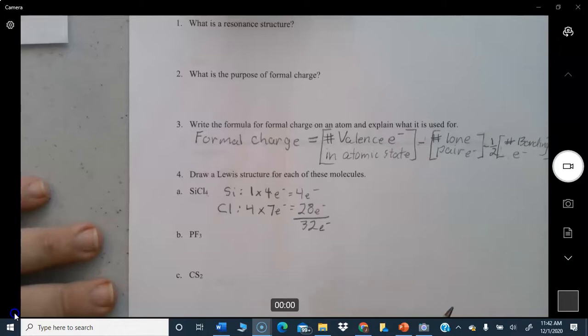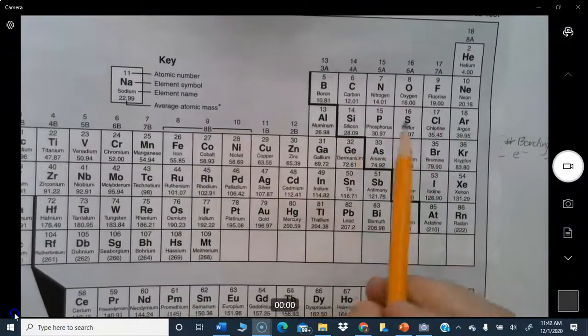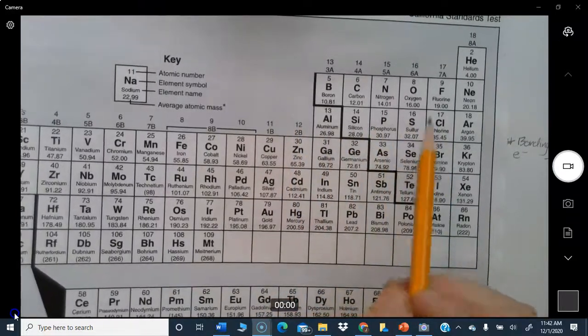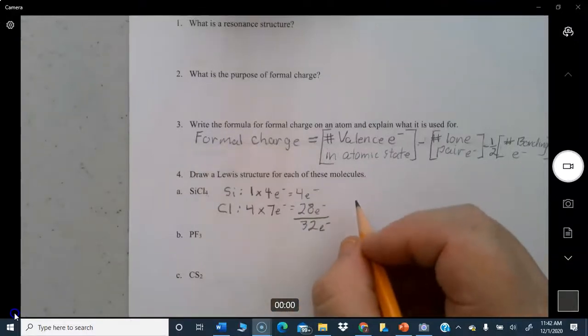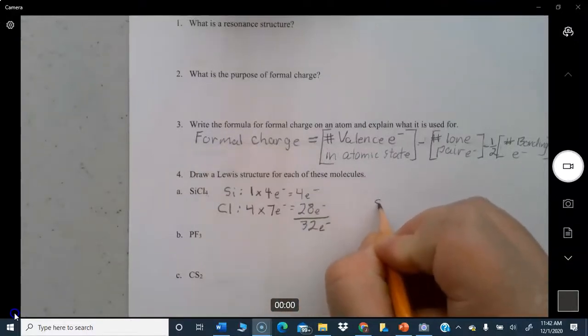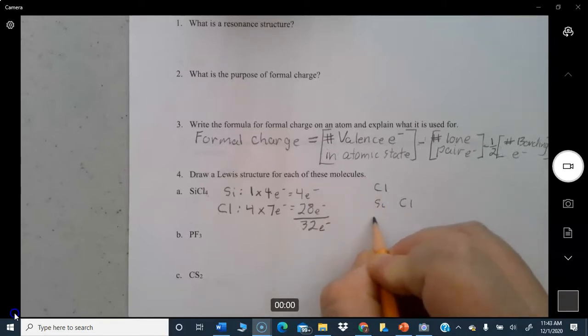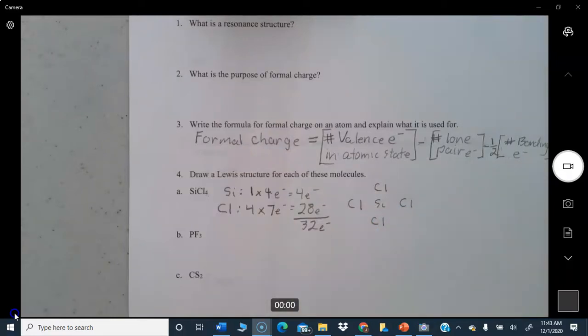When you ask which is the least electronegative, silicon is to the left of chlorine. Remember, electronegativity increases as you go to the right. Chlorine would be more electronegative than silicon, so silicon is going to be the central atom. And you just assume that the chlorines are spread symmetrically around the silicon. Okay, so we've done that.